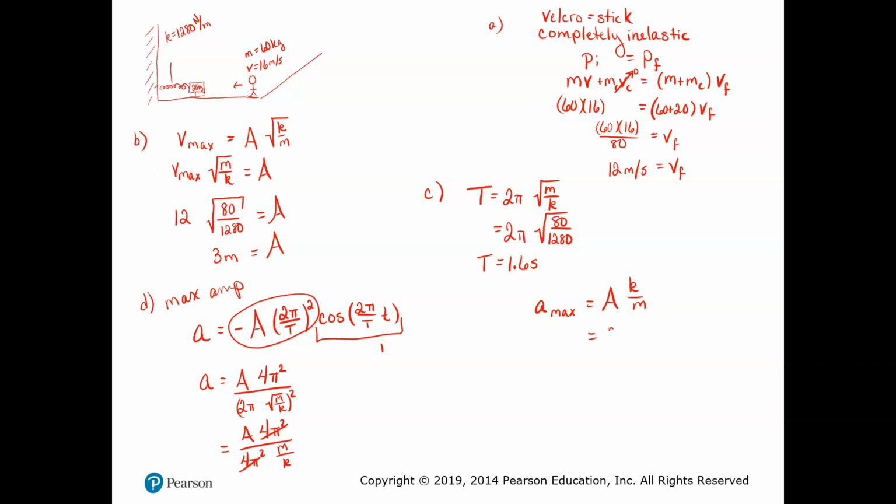So that's going to be that 3 meters. My spring constant is 1280. My mass is 80 because we're talking the whole system. So that's going to give me a maximum acceleration of 48 meters per second squared, and that's going to occur at the maximum amplitude.